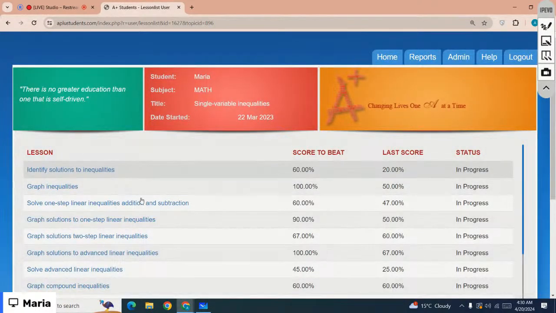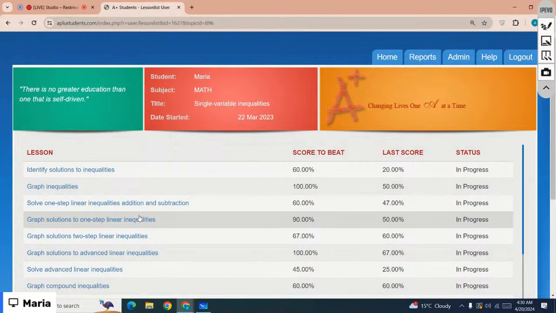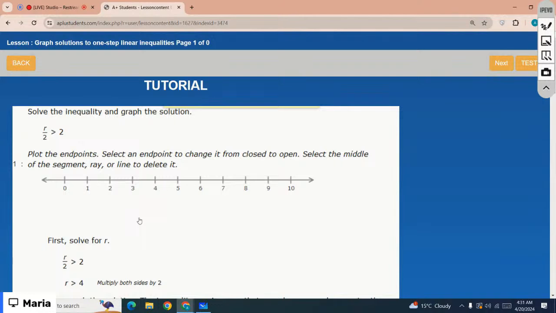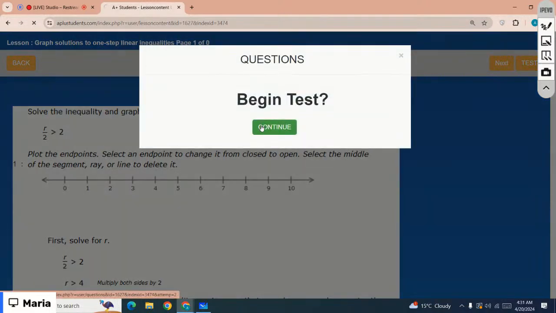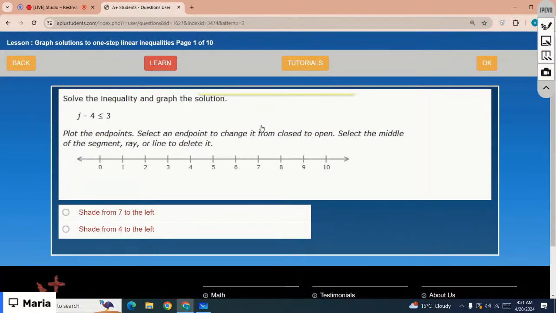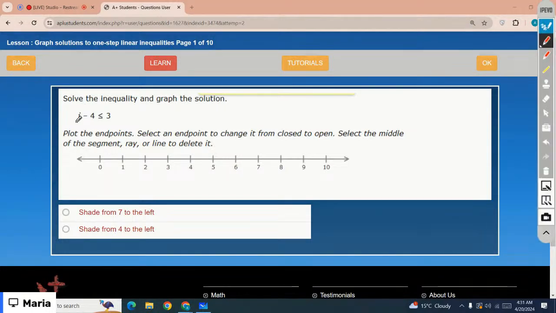That is graph solutions to one-step linear inequalities. You have to solve the inequality and then graph, right? Let's just start with the test questions. Okay, j minus 4 is less than or equal to 3. First you have to solve, then you have to graph, right? Let's just solve. Okay, j minus 4 is less than or equal to 3.